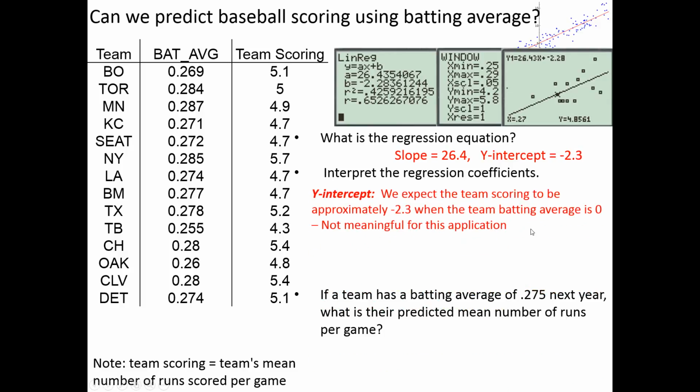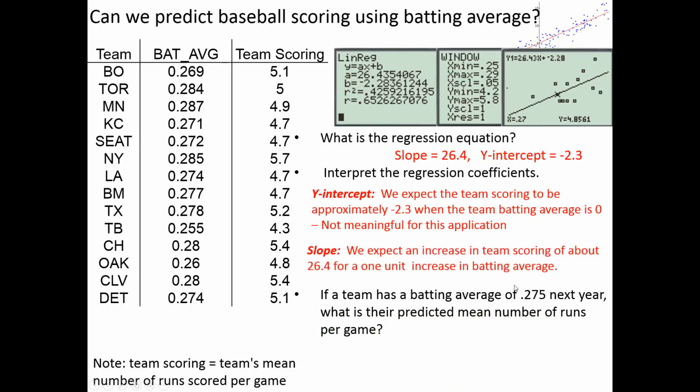For the y-intercept, we would expect team scoring to be approximately negative 2.3 when the team batting average is 0. Clearly that's not meaningful for this application.